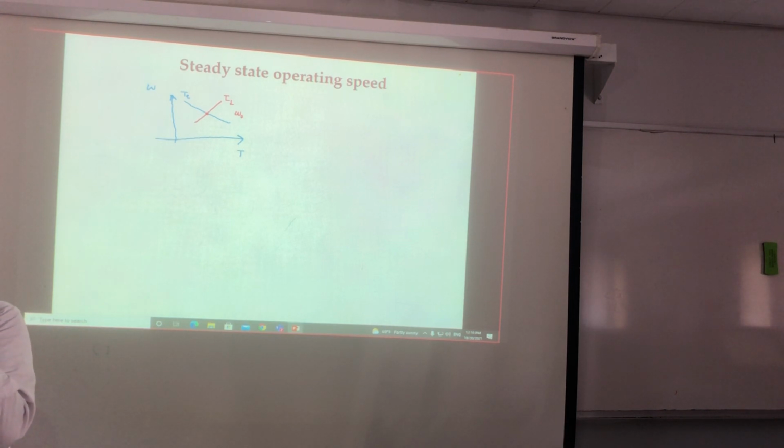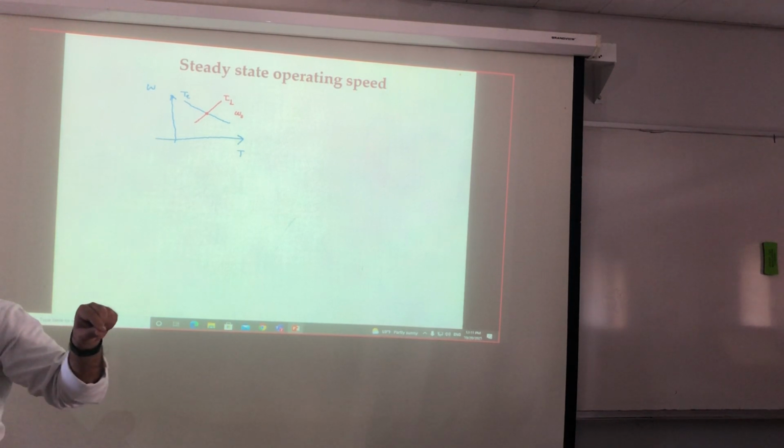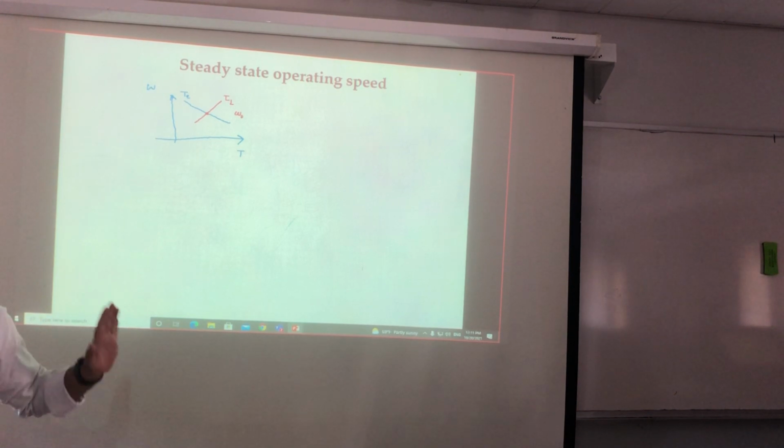A braking torque. The torque must be reduced in order to decelerate. If I'm reducing the speed, then the system must generate what? Accelerating torque. The torque must be higher. TE must be greater than TL in order to rotate. If this is the case, this point is stable.